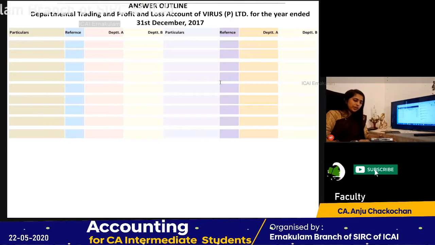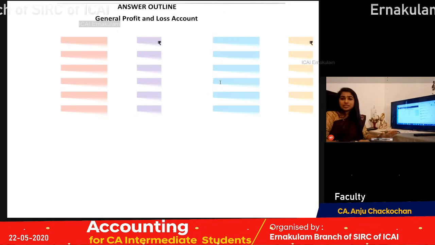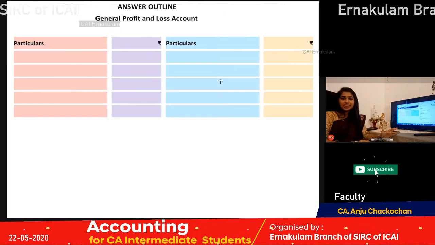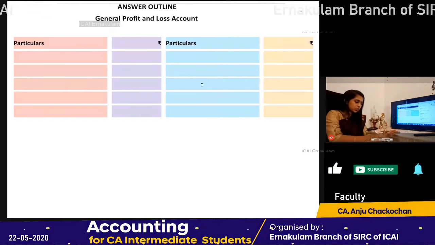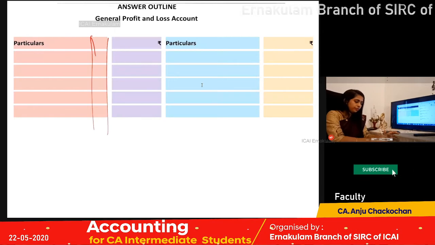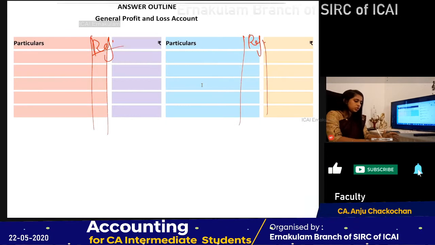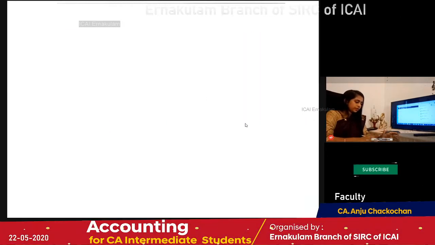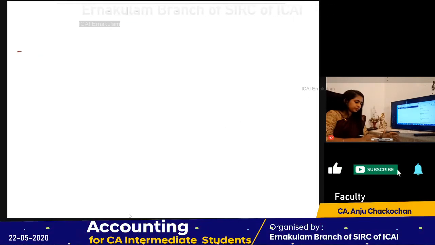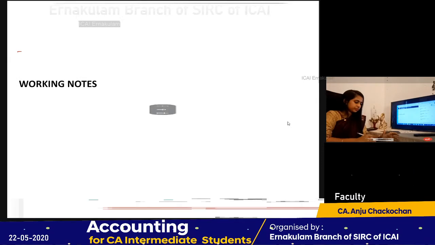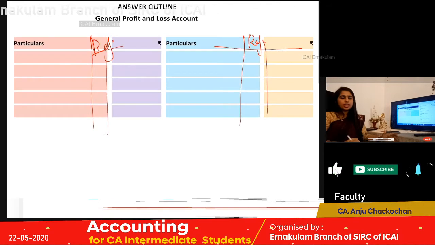Now, okay, Lakshmi, good. Now let's see the working notes. We also have to prepare the general profit and loss account. So please rule the table for that also. Please write the reference column. We have one reference column also in picture. Okay, so kindly draw this. The general profit and loss account, the answer outline.